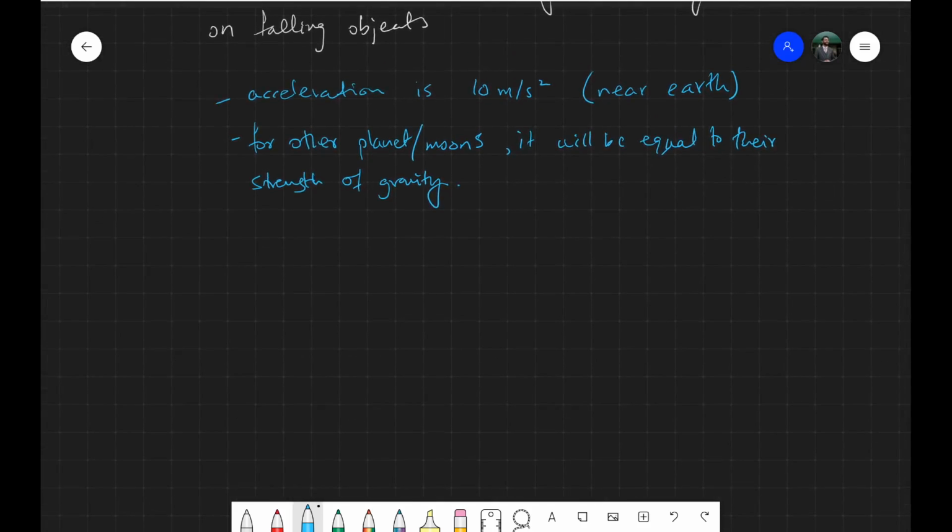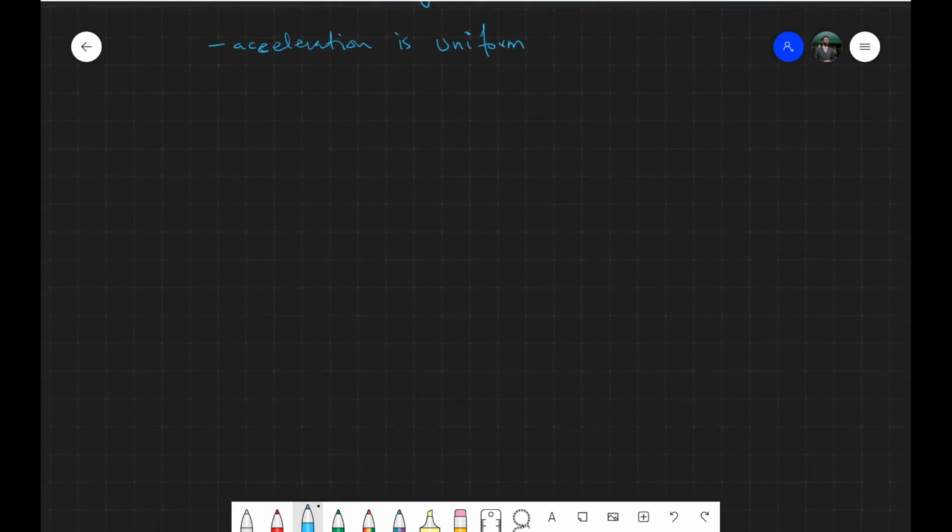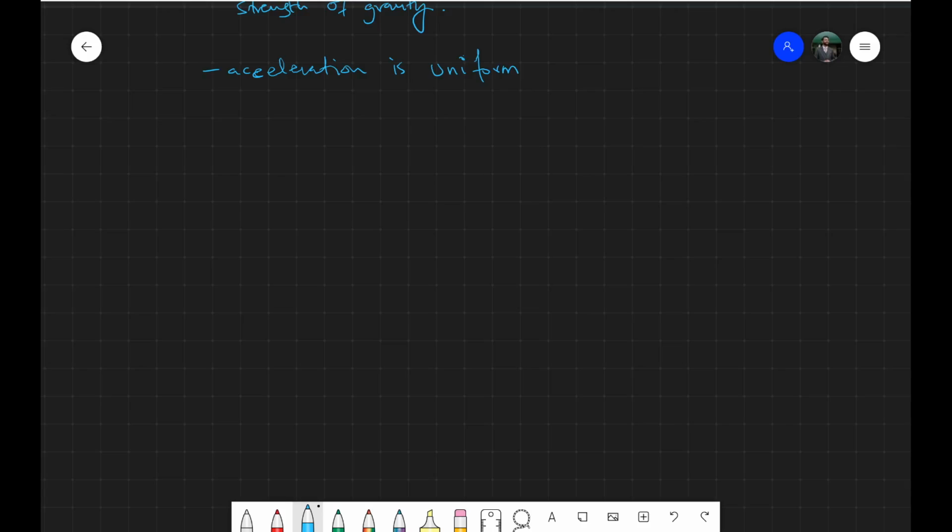Okay, what else can we say? We can say that acceleration is uniform. Acceleration is uniform, so it does not change. And you know that when acceleration is uniform, it stays the same. It means that the acceleration is not going to change. So you can think of the speed-time graph or the velocity-time graph that we will end up getting for objects that are falling without air resistance. Think about that, and we are going to sketch it in a while now.